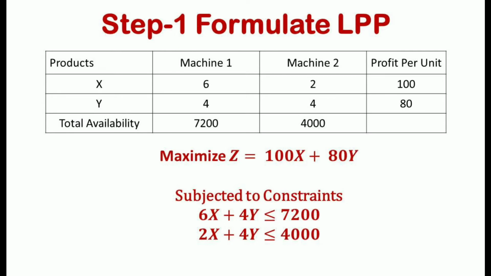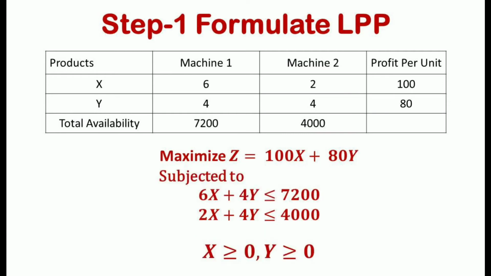Similarly, producing each unit of X and Y requires 2 hours and 4 hours of machine 2 respectively. So the total available time under machine 2 is only 4000. So we can represent this mathematically as 2x plus 4y less than or equal to 4000. Less than or equal to we are using here because the maximum available time under machine 2 is 4000. The next one is the non-negative constraint. That means the value of x should be greater than or equal to 0, and similarly the value of y also greater than or equal to 0.